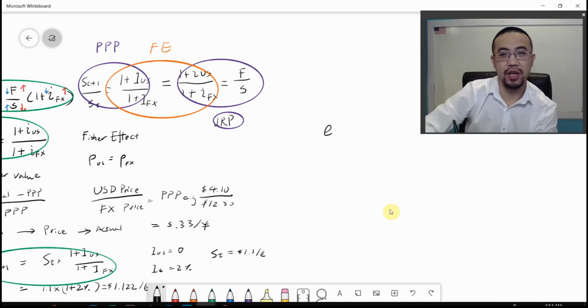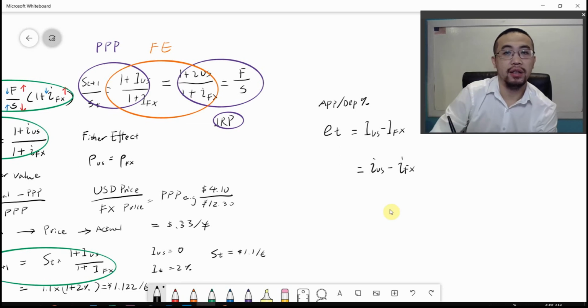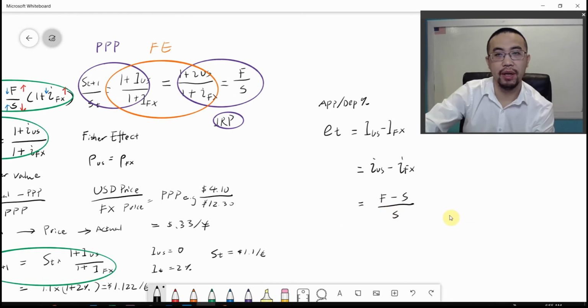So you will see the exchange rate change, that's the amount of appreciation or depreciation in percentage. That is roughly the inflation difference between the two countries. And the inflation difference is roughly the interest rate difference between the two countries, assuming the real rate is the same. And the interest rate difference would be roughly the forward premium, which is the annualized forward minus spot divided by spot.